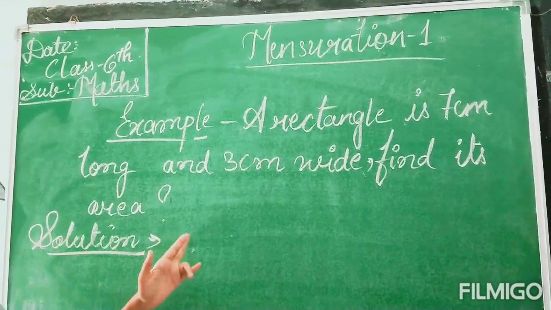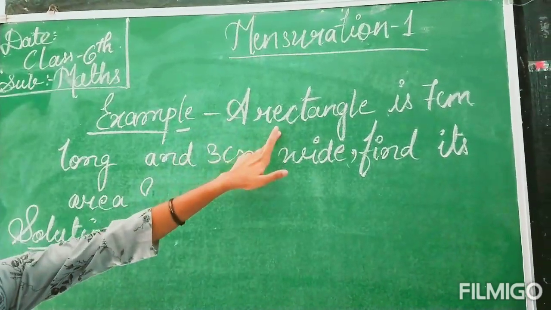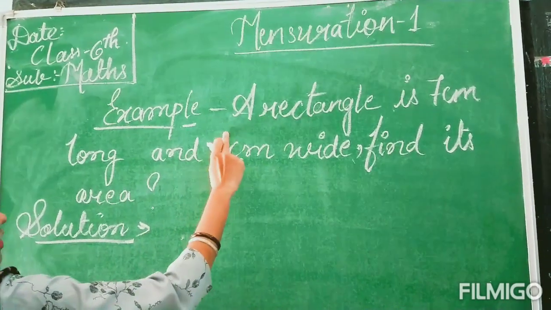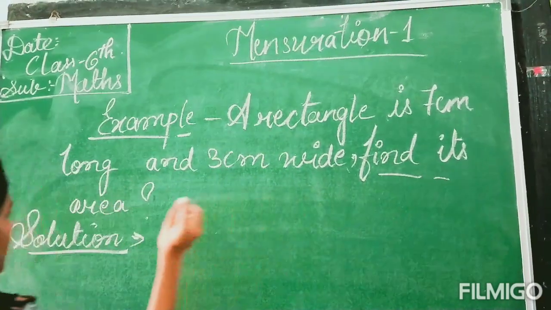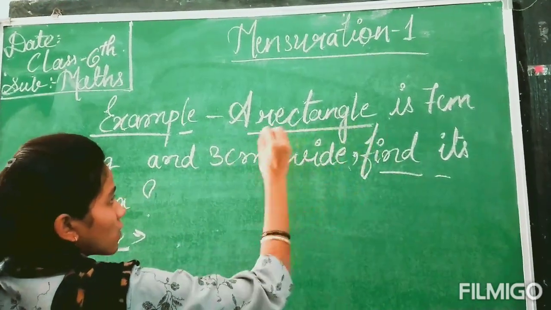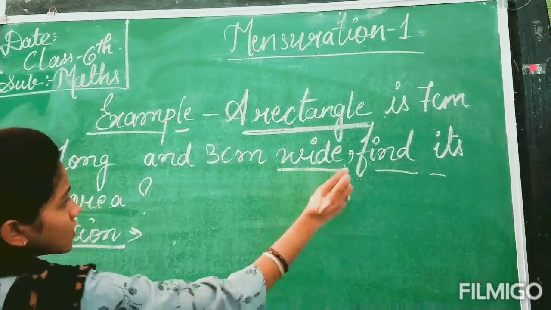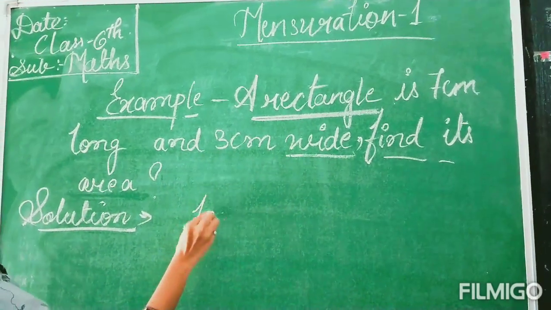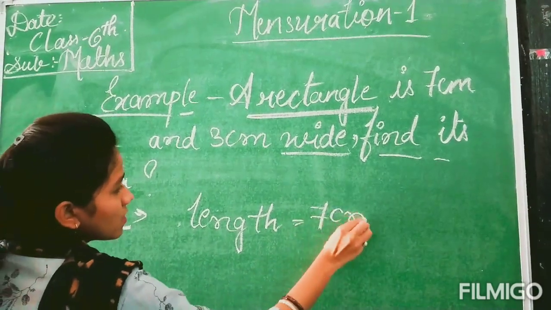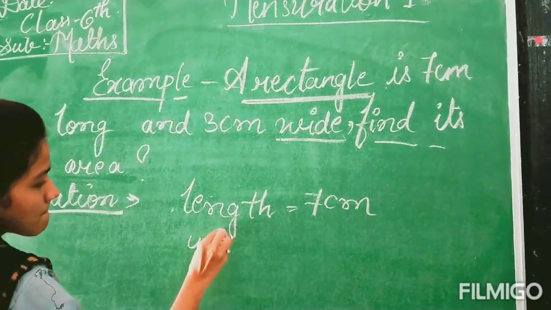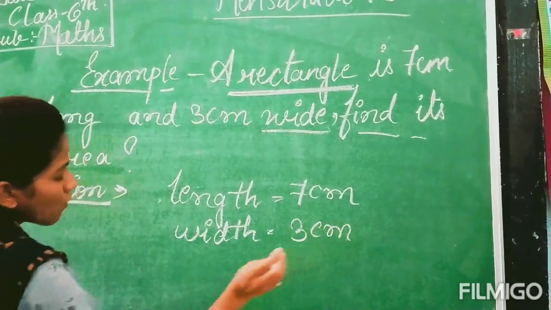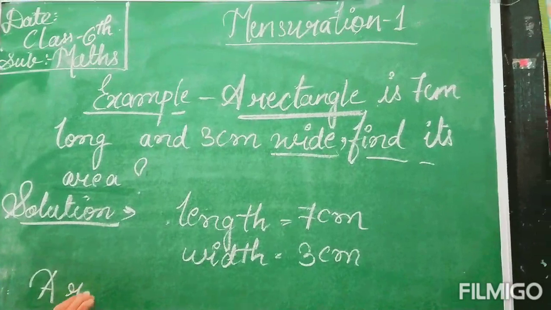In the previous formula, I have told about the area of rectangle is equal to length into breadth. Put the formula on the question because it asks to find the area. The question says find the area of a rectangle with length 7 cm and width 3 cm. What is the formula of area of rectangle?